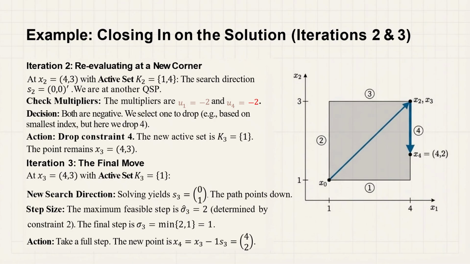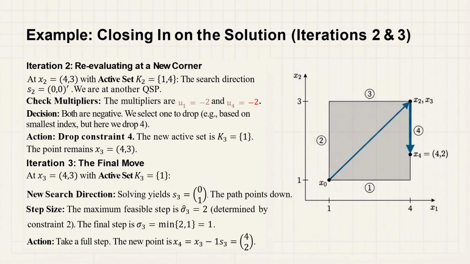Continuing with our example, we reach the second iteration, where we are now positioned at a new corner of the feasible space. Iteration 2, reevaluating at a new corner. We are now located at the intersection of boundaries 1 and 4. By solving the KKT system for this new configuration, our search direction once again results in 0, indicating that we are at another quasi-stationary point.